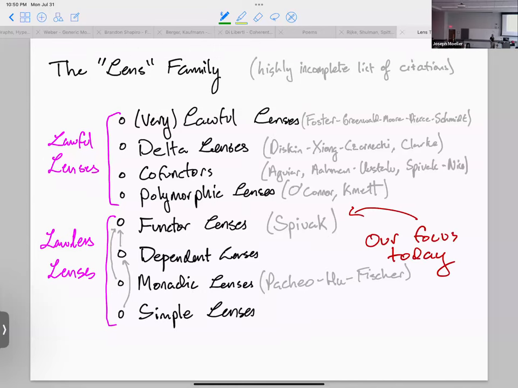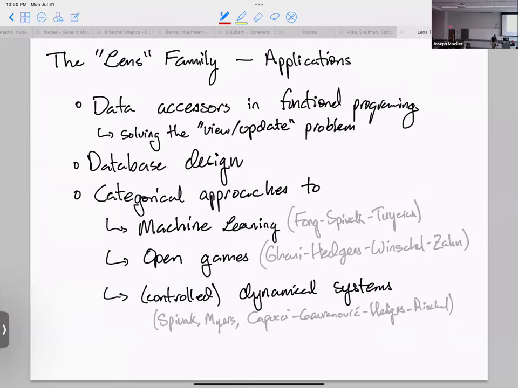So our focus today is on functor lenses. Our real focus, maybe I should say, is on simple lenses, which is our special case. And when you say lens to a Haskell programmer, they mean simple lens, but they mean it done in a different implementation than how we will do it. Okay.